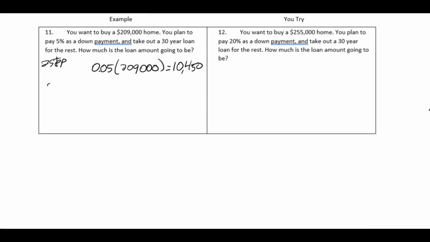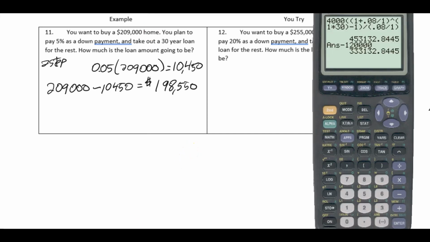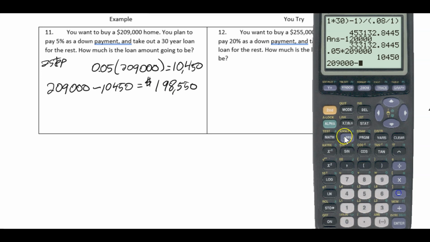And then subtract that from the cost of the home to find out how much is still left over for you to borrow from the bank. $198,550. Let's take a look at the calculator work, make sure this all works out. So 0.05 times 209,000. That's how much your down payment will be. And if we subtract that answer from 209,000, that's how much you still have to borrow from the bank.